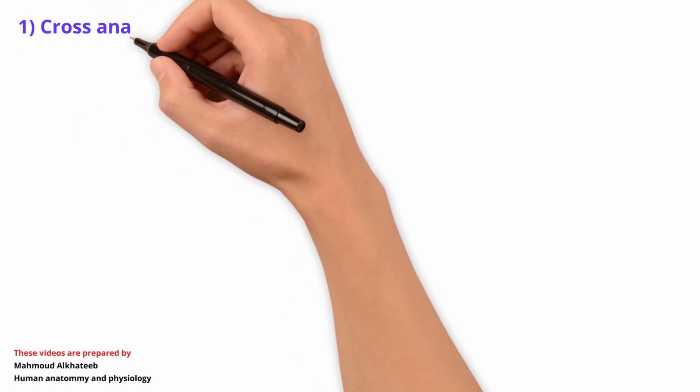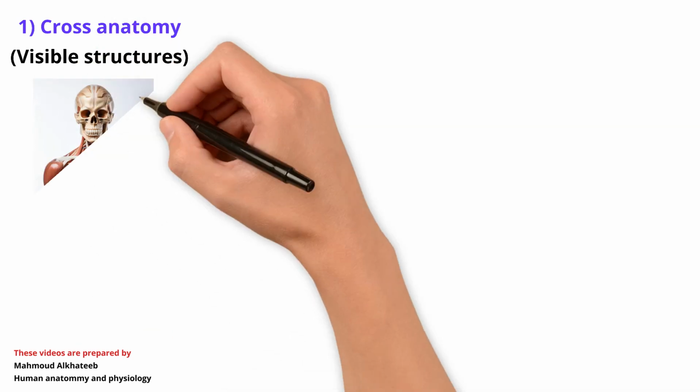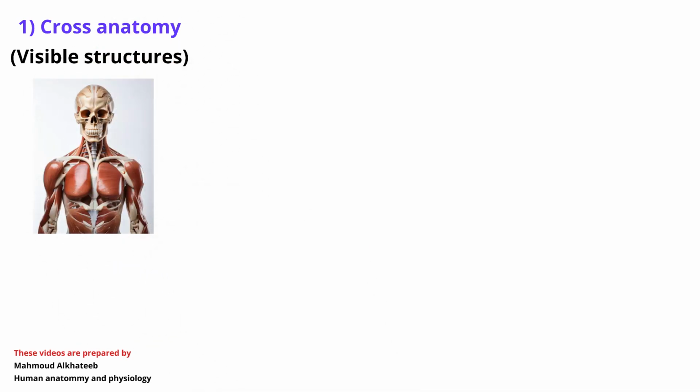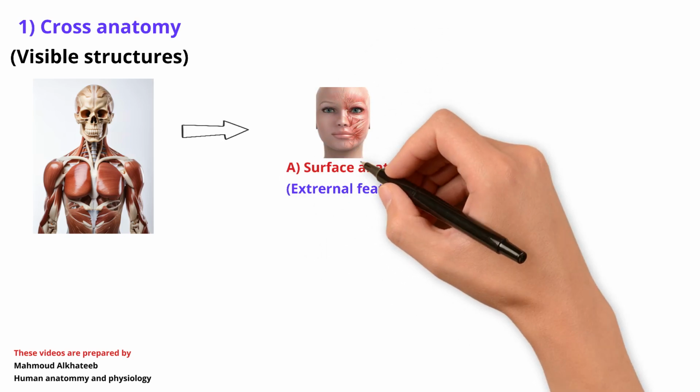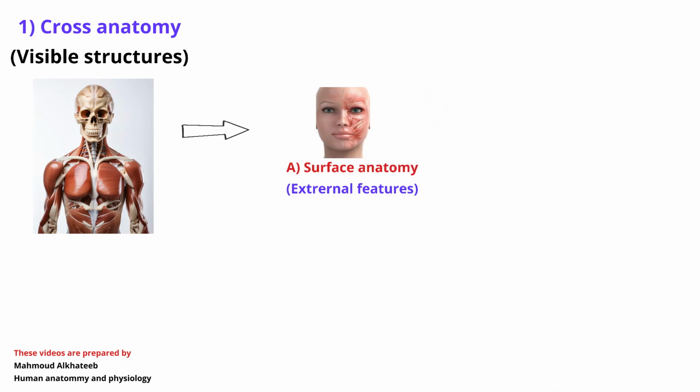Anatomy can be broken down into 4 main types. First is gross, or macroscopic, anatomy, which focuses on large structures that can be seen with the naked eye. Think of bones, muscles, and joints, for example. Next, we have surface anatomy, which looks at the external features of the body, like the shape of your face, or the contours of your muscles.